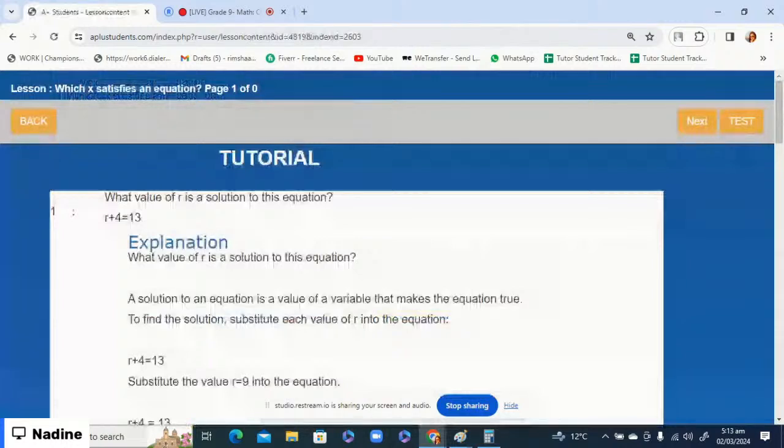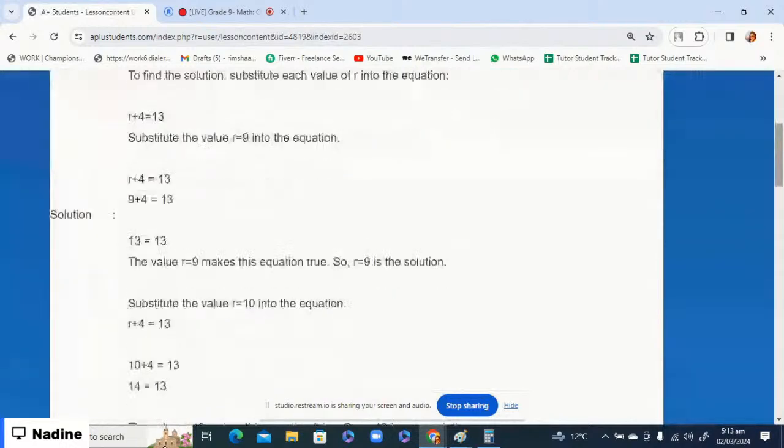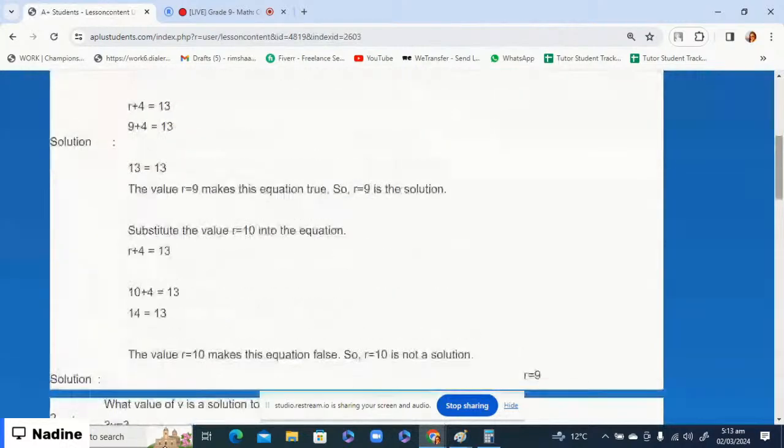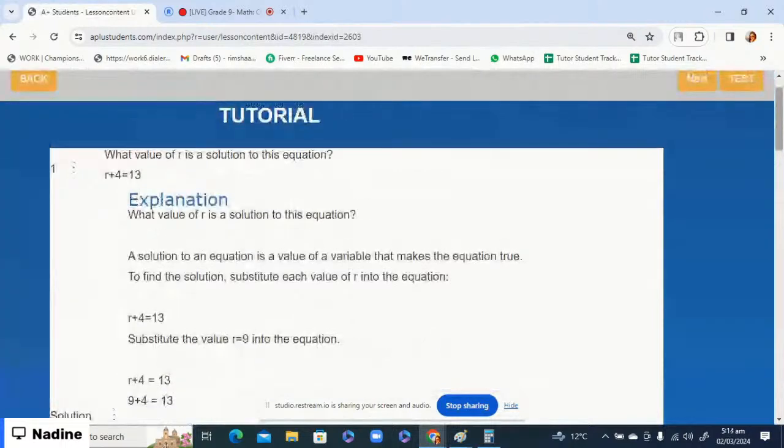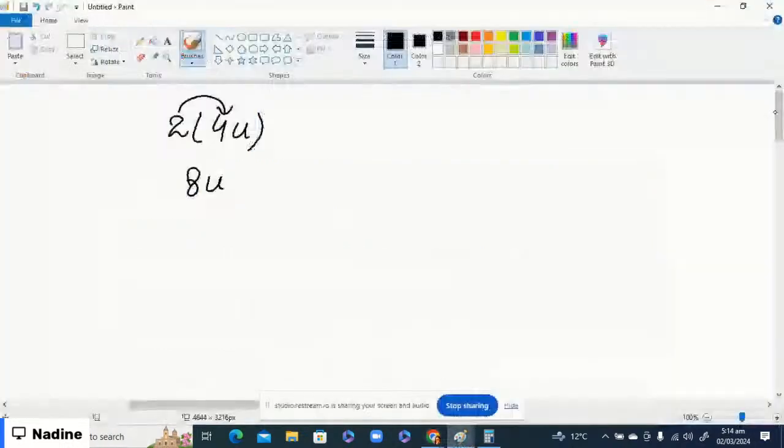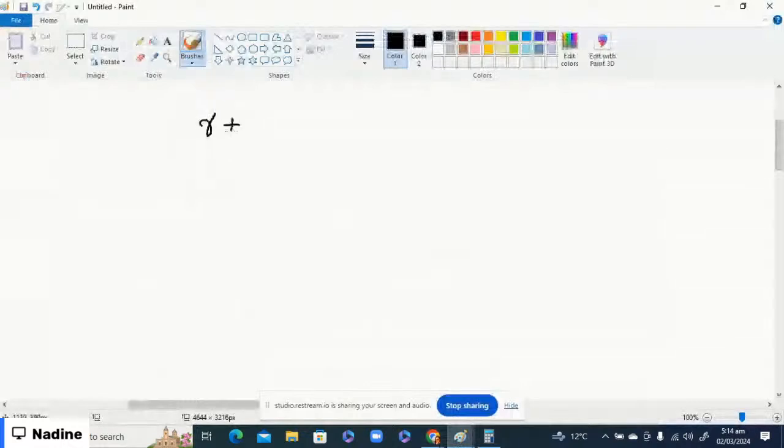What value of r is the solution to this equation? Okay, r plus 4 is equal to 13. Now we are going to put some values in place of this r. Then you check whether your answer is equal to 13. Okay, at which value of r when you put it here, then you add and you get the answer 13. So I'm going to write it here like this: r plus 4 which is equal to 13. So at which value can you put it here?